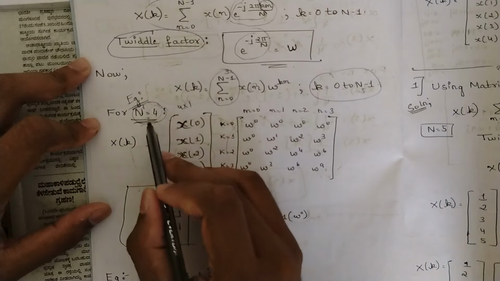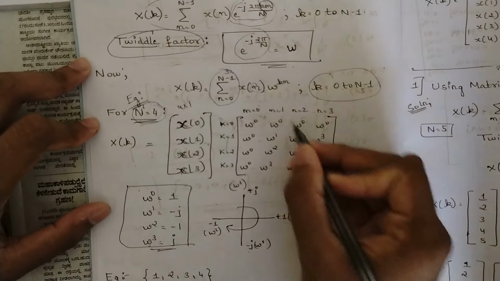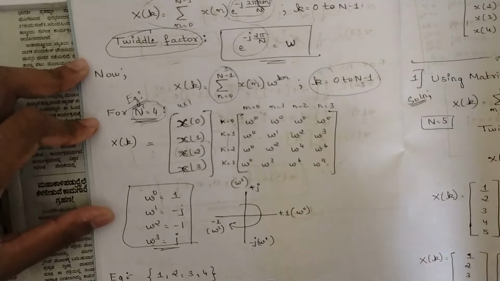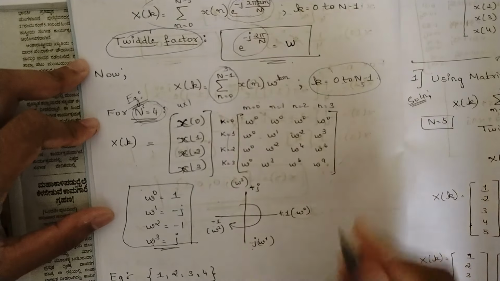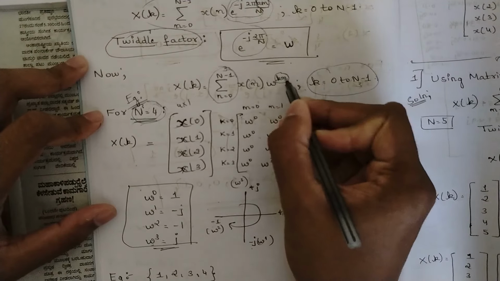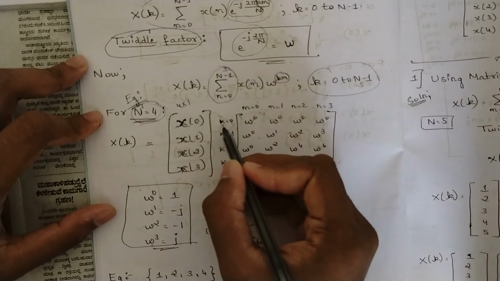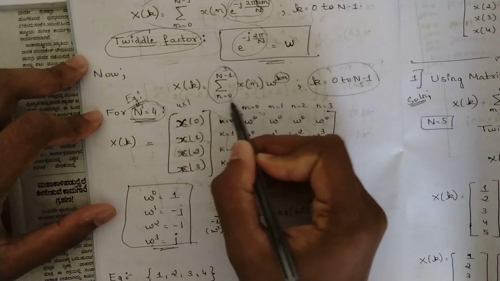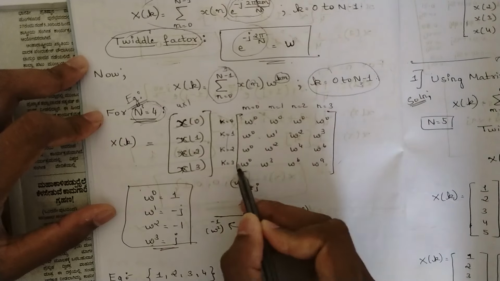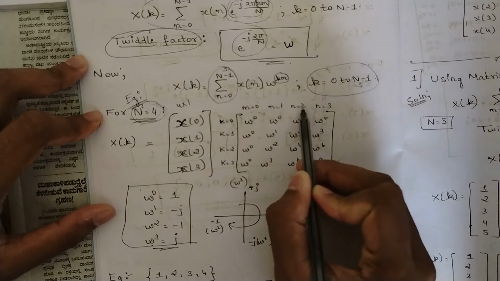However long the sequence is, that is the size of the matrix, n cross n. If the length of the sequence is n, we should be constructing an n cross n matrix here. In this case it is a 4 cross 4 matrix. For that, we take omega to the power kn. Vertically, you substitute all the values of k from 0 to 3, that is k equal to 0, 1, 2, 3, and horizontally you write n equal to 0, 1, 2, 3.